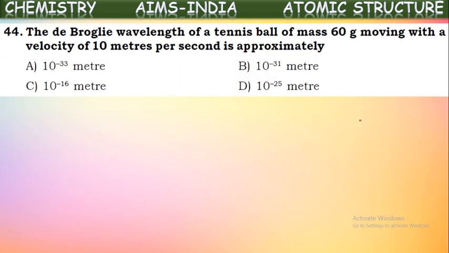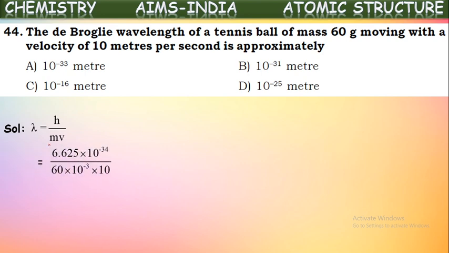The de Broglie wavelength of a tennis ball of mass 60 grams moving with a velocity of 10 meters per second is approximately. We are asked to calculate de Broglie's wavelength. According to de Broglie, to calculate the wavelength of a particle, we have the equation lambda is equal to h by mv, where lambda represents wavelength, h is Planck's constant, m is the mass of that body, and v is the velocity of the body. Now let us substitute all these values.